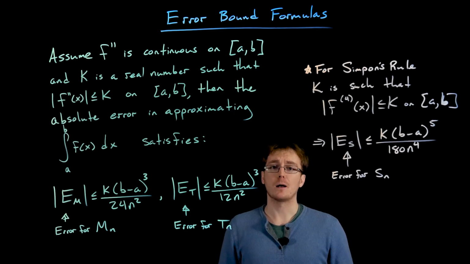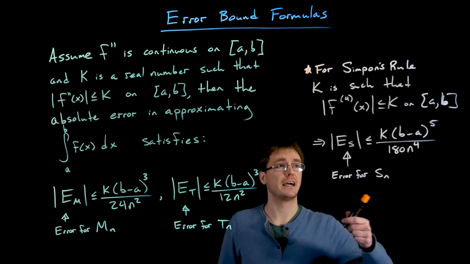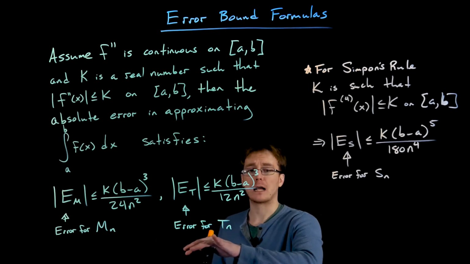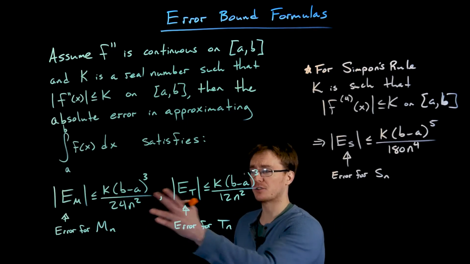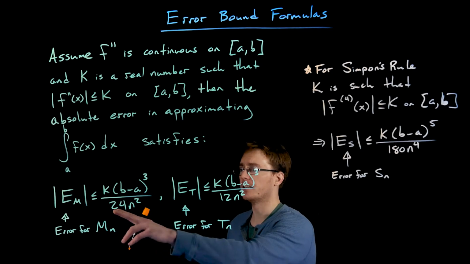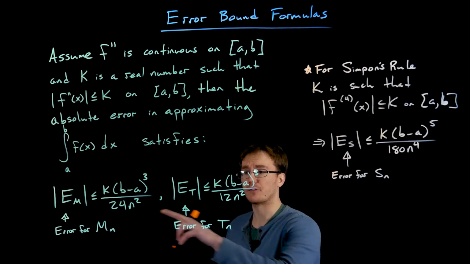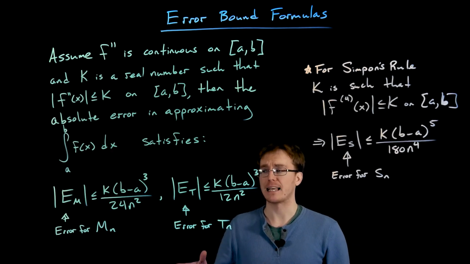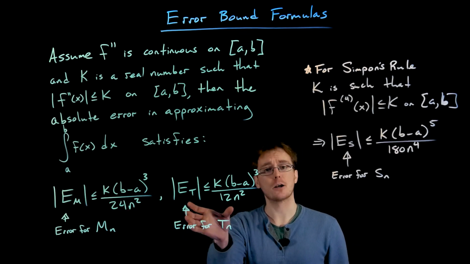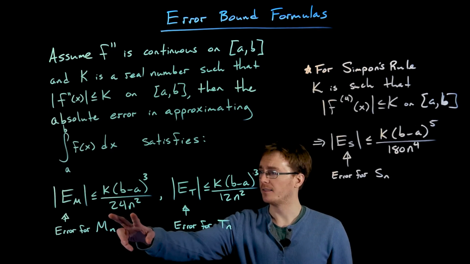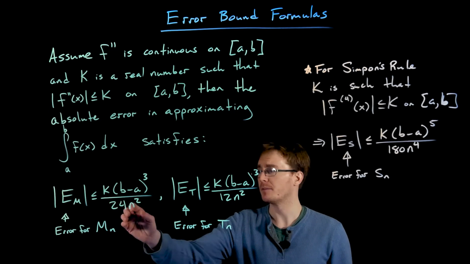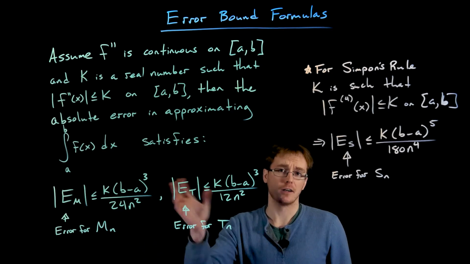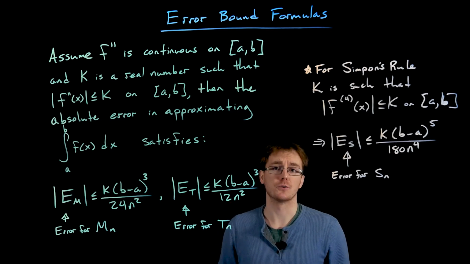A couple of quick final observations before we start looking at some examples of finding k and using these error bound formulas is, for our midpoint and trapezoidal rule error bound formulas, everything's almost exactly the same. The only real difference is in this denominator we have a factor of 24, and in this denominator we have a factor of 12. So if everything is set up exactly the same, this has a bigger denominator, so it's going to be a smaller number. The error using the midpoint rule is going to be smaller in general than the error using the trapezoidal rule.